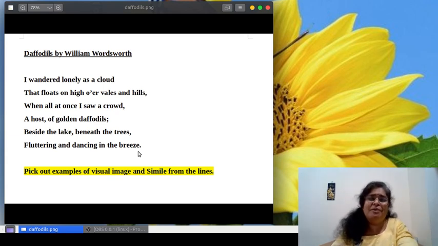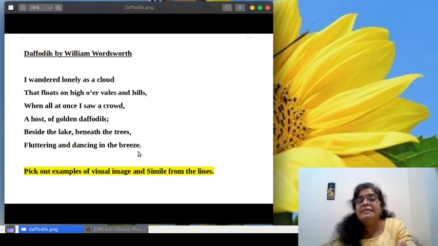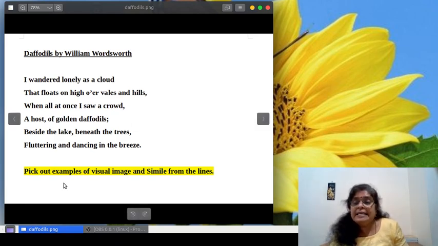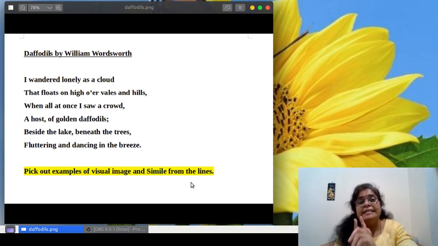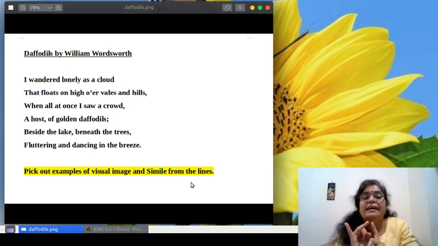So this is the poem. A beautiful poem, you see. You can read it on YouTube or Google. If you search Google, you can get the full poem. Your work is to pick out examples of visual image and simile from these lines. Find them and write them in your notebook, and tell me why each is a visual image and why it is a simile.